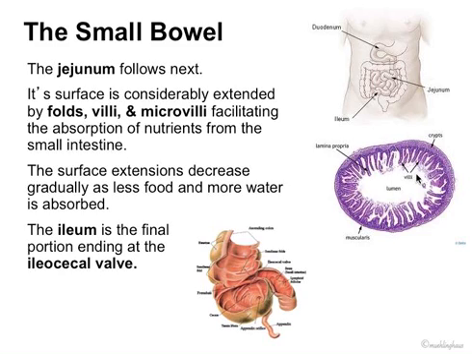So the mononutrients, the single amino acids, the single glucose molecule and so forth, the fatty acids, they get absorbed in this part of the small bowel, in the middle part, in the jejunum.